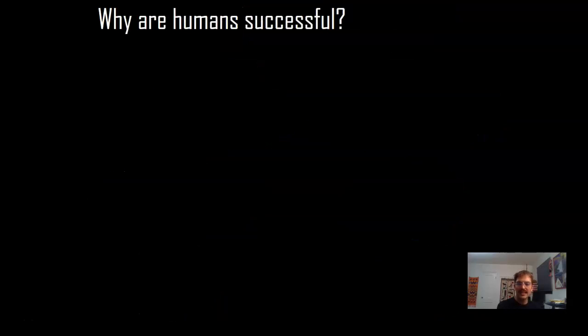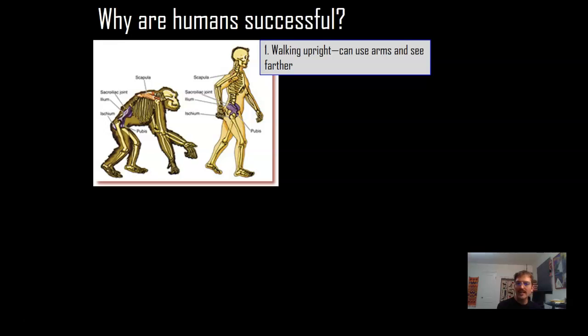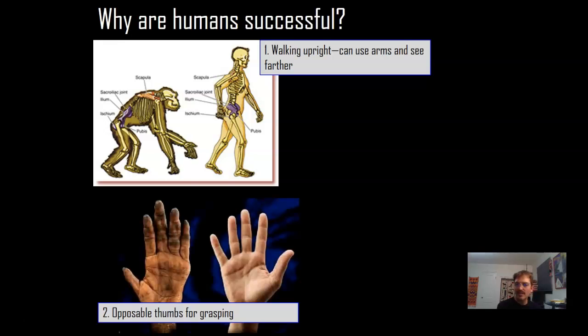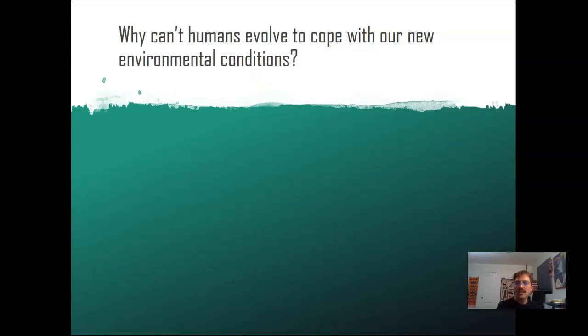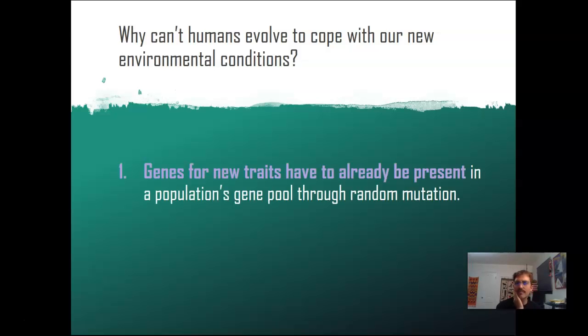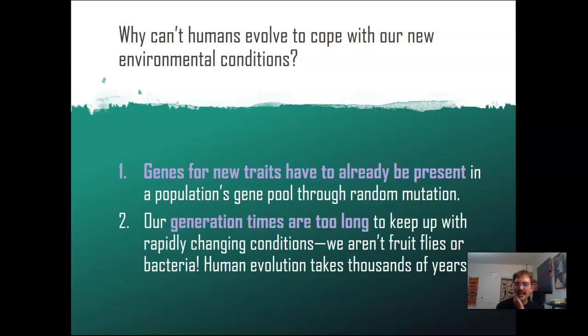And so why are humans successful? Walking upright can use arms and see farther. We have opposable thumbs for grabbing things. And we have big brains for being awesome, obviously. So why can't humans evolve to cope with our new environmental conditions? What do you think? Well, genes for our new traits have to already be present in a population's gene pool through random mutation. And our generation times are too long to keep up with rapidly changing human conditions. We aren't fruit flies or bacteria. It takes thousands of years for us to evolve to our environment.